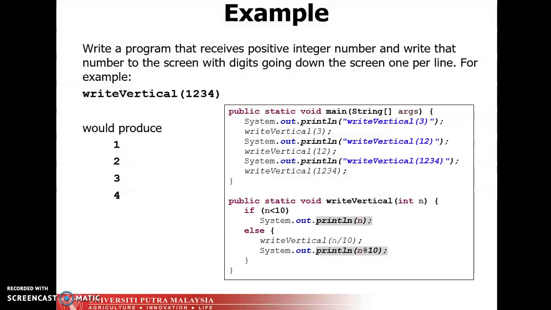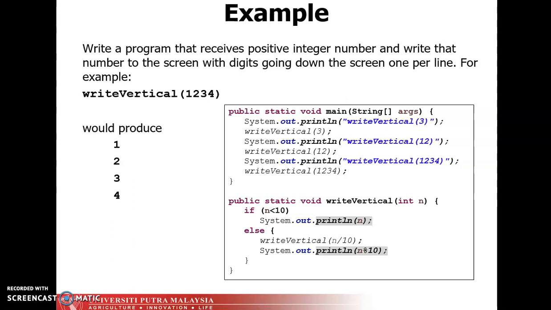Okay, now we have another example. Write a program that will receive a positive integer number and write that number on the screen with digits going down the screen, one per line. Okay, say the input integer is 1234 and the output should be produced in a vertical way: 1, 2, 3, 4.